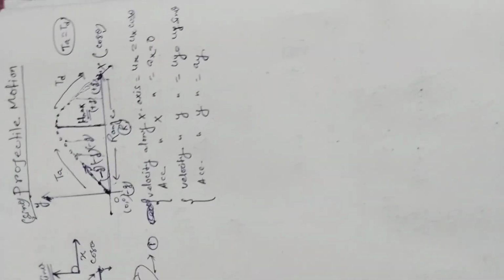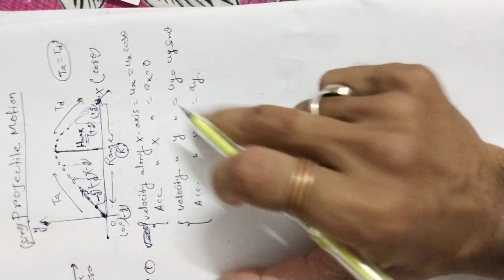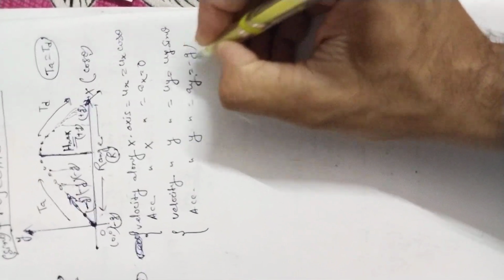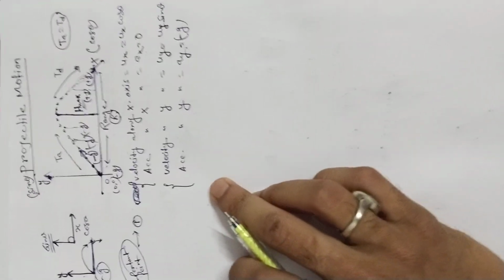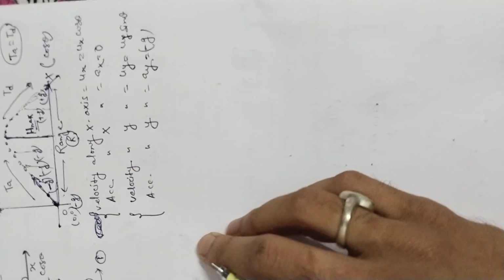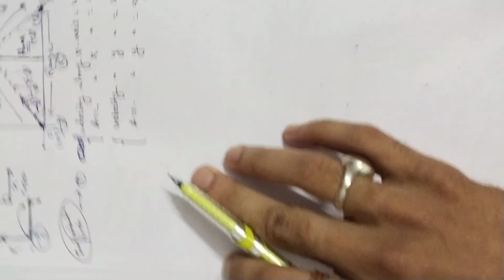Along the x-axis acceleration is 0 and along the y-axis acceleration is minus of g over here. Okay, that's done. And the range, it is the range. Now what will I show? The formulas, what all the formulas are.